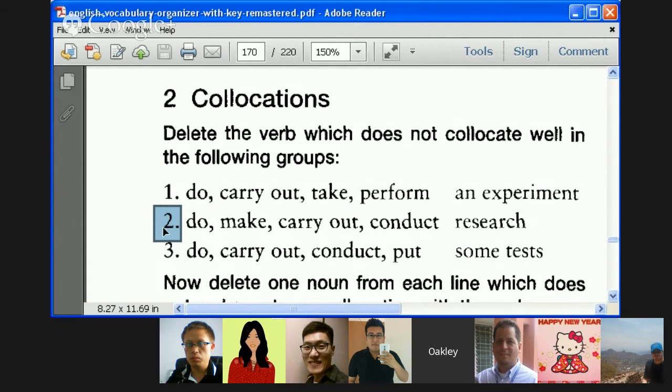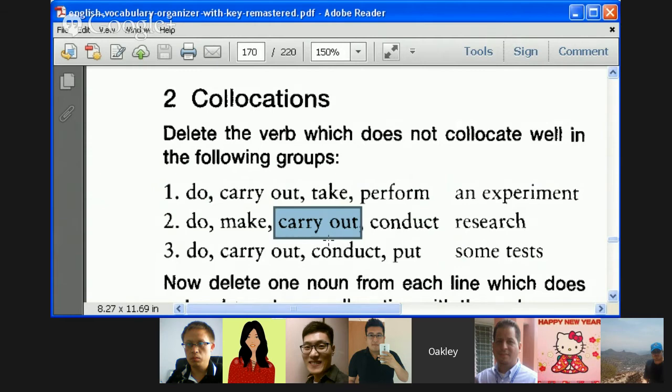Which verb does not make sense with research? Carry out. Or is it make? Well, let's look. You can do research, certainly. You can conduct research, which is a very common collocation. So we're stuck with make. Can you make research? Carry out research is okay, I think. I understand your consternation. It's a little strange for me as well.